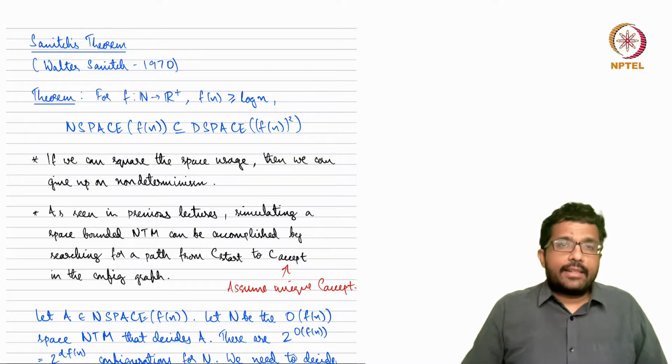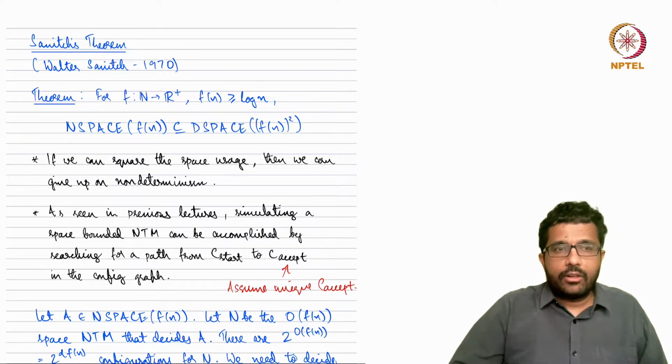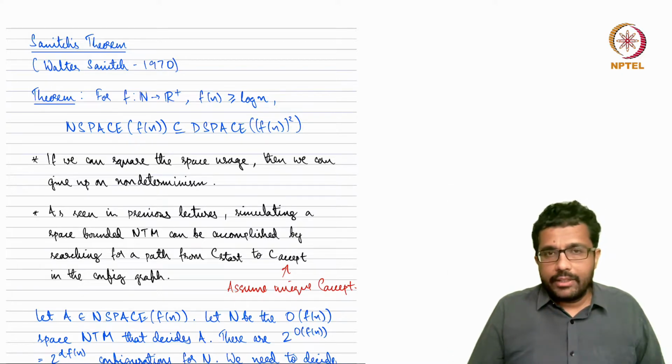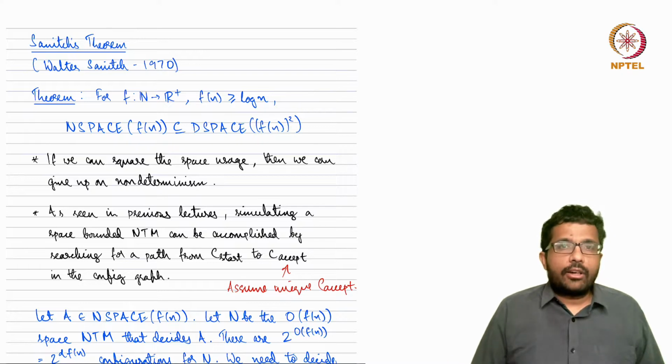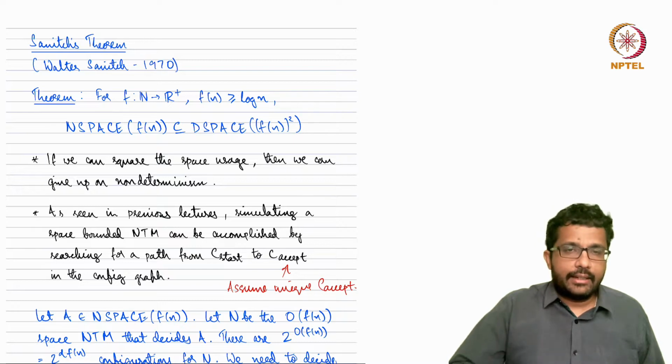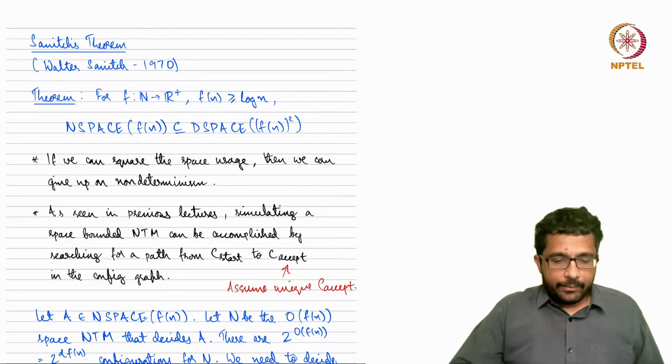In the previous two lectures, we saw an introduction to space complexity. We saw what space complexity is, the space complexity model, and the relationships between space complexity and the time-bound complexity classes. Then in the previous lecture, we saw NL completeness. And in this lecture, we are going to see an important theorem in space complexity, which is Savitch's theorem.